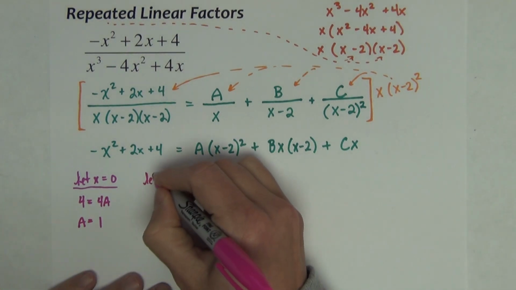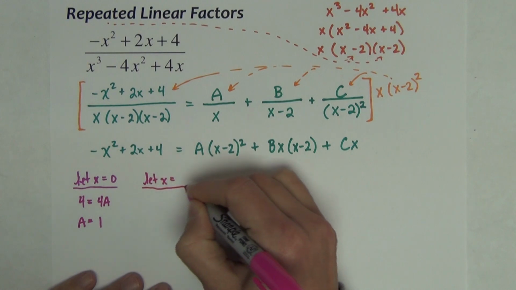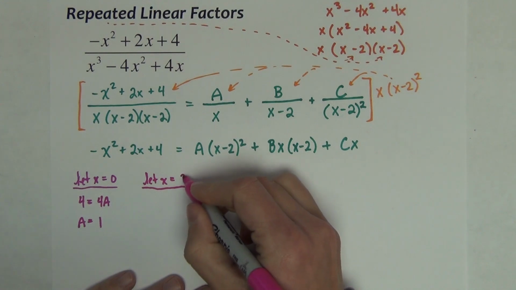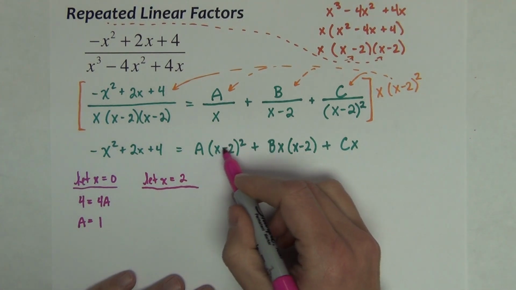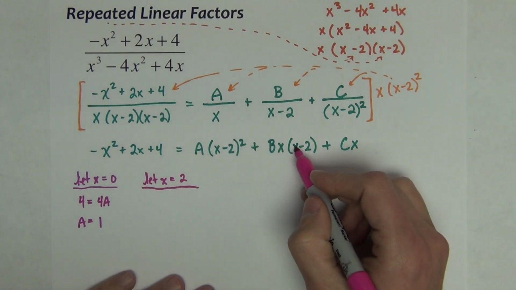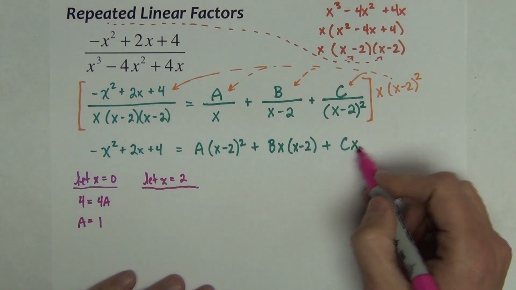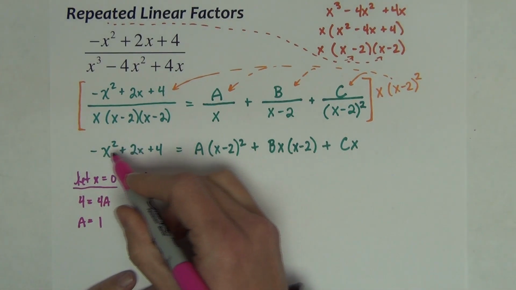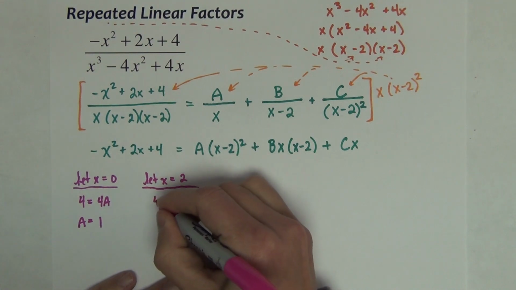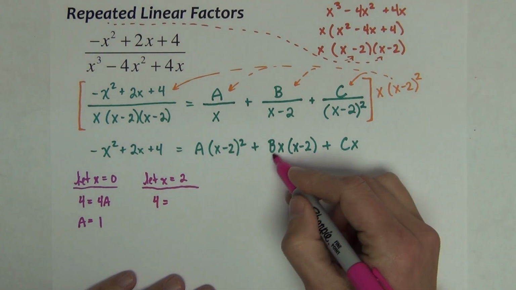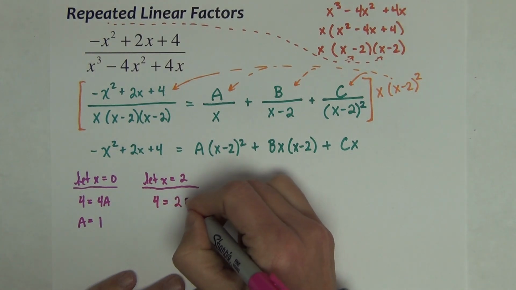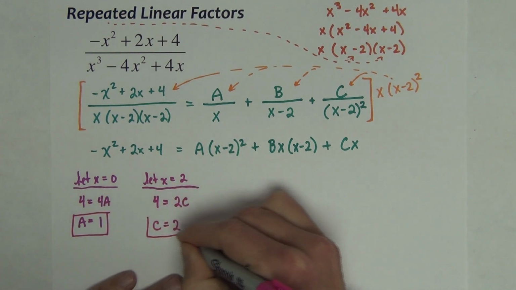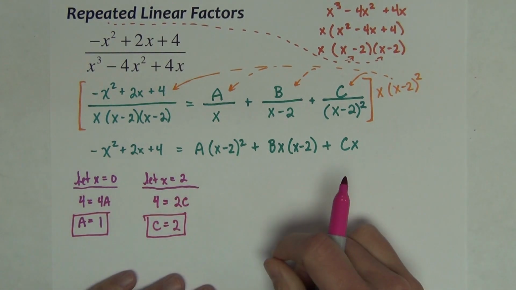Next, we're going to let x equal 2. Putting 2 in for the x here zeros that. Putting 2 in for this x makes a 0, zeros that. It's going to leave us with just this term here. So I'm putting 2 in for the x's on this side of the equal sign. If I do that, we end up with 4. 0, 0, and I get 2c, therefore c equals 2. So I'm trying to find these constants. I've got the a, I've got the c.